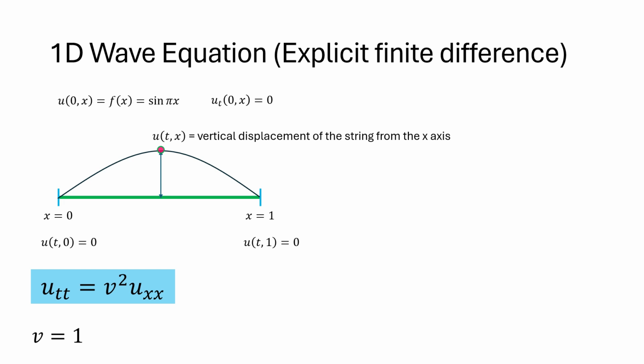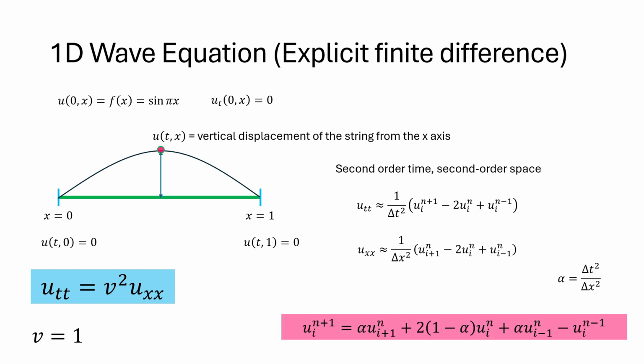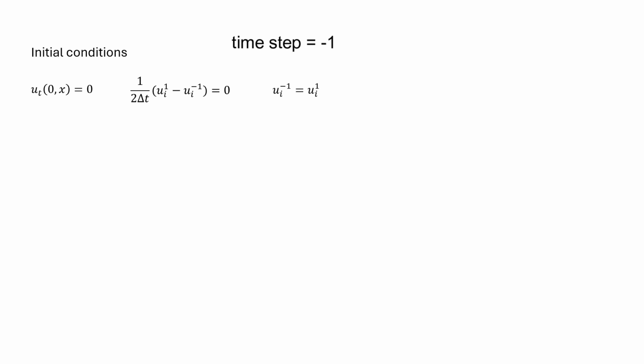We can use the second order time and second order space differences to approximate the derivatives, and assuming alpha is equal to dt squared divided by dx squared, we can get to this explicit formula. If we apply the central difference formula to approximate the time derivative at time t equal to 0, we get u_i at t equal to minus 1 is the same as u_i at t equals 1.